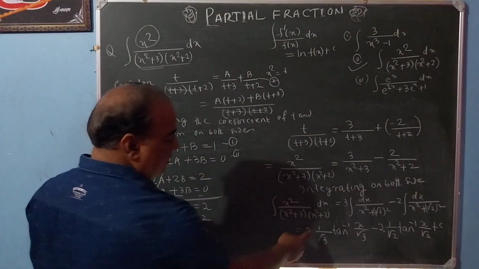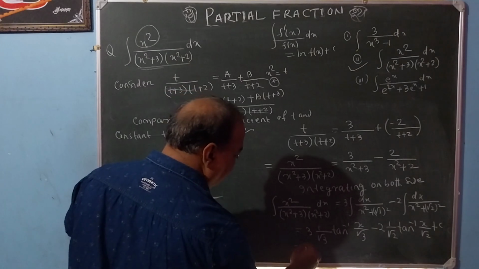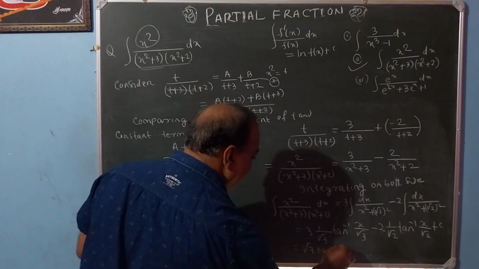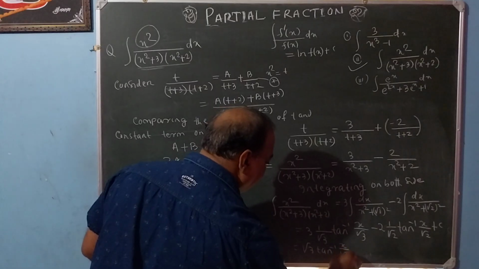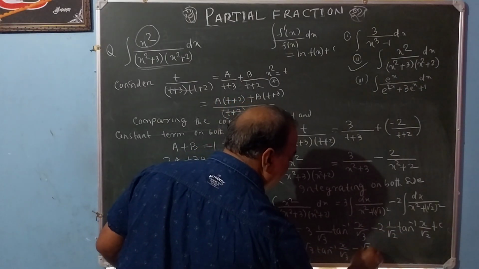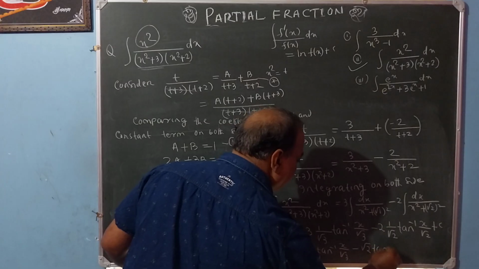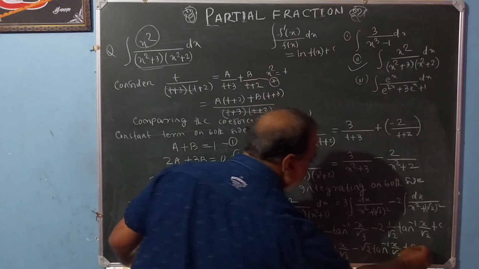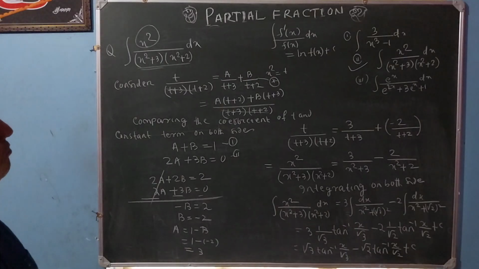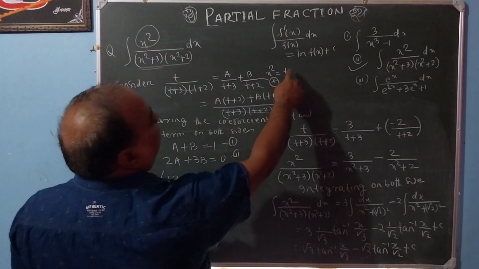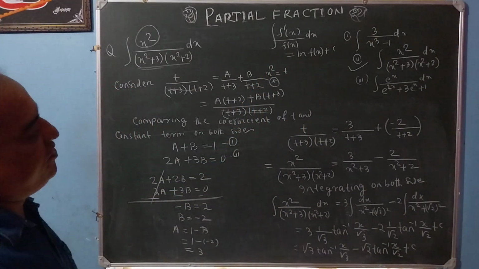So simplification, 3 by root 3, that is root 3, root 3 tan inverse x by root 3. Here it is 2 by root 2, that is root 2, tan inverse x by root 2 plus c. So this is the answer of the question. Okay, a very special problem. x square is equal to t for convenience.